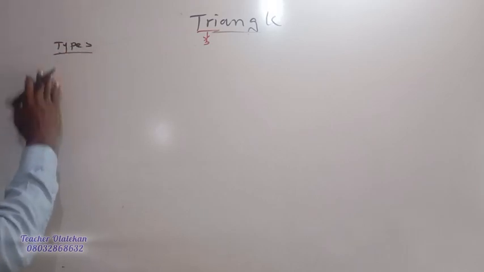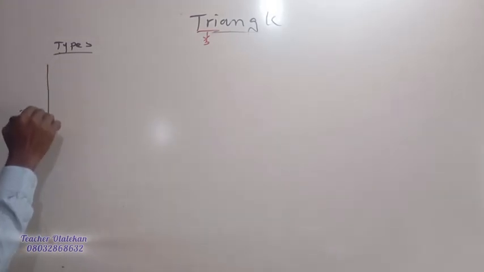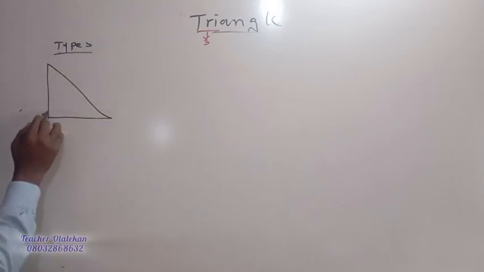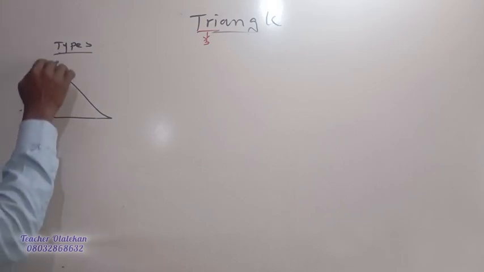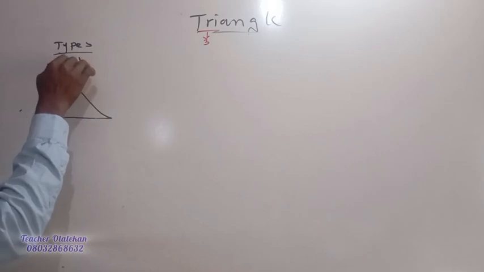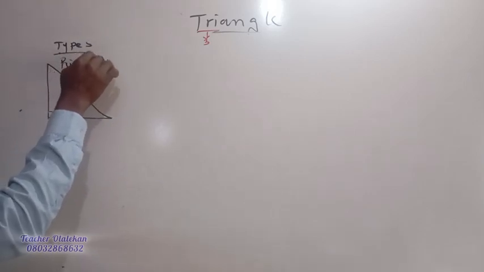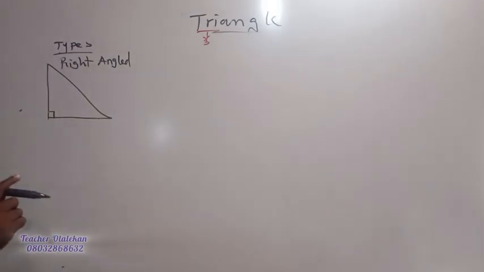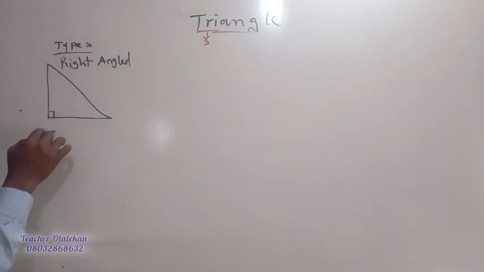Types of triangle. The first type of triangle is a right angle triangle. A right angle triangle is the one that has a square corner, right? So we have this right angled triangle. After the right angled triangle, there is an isosceles triangle.